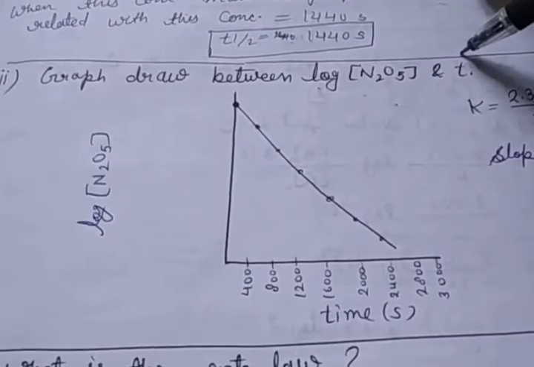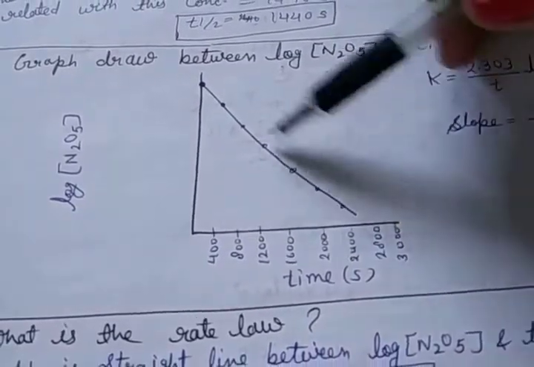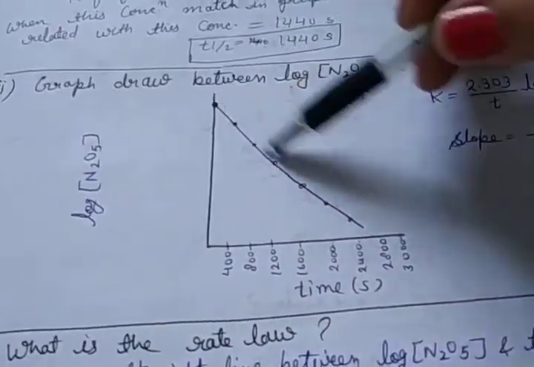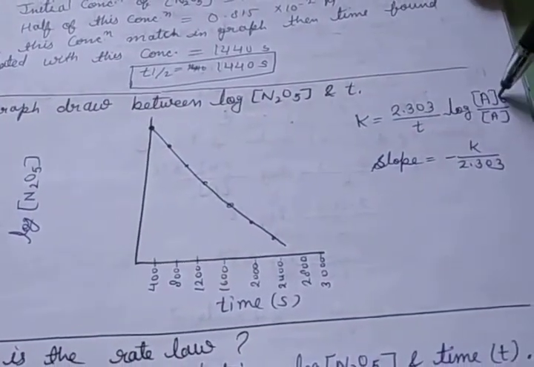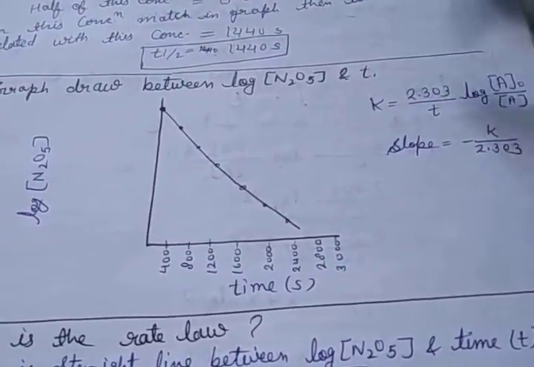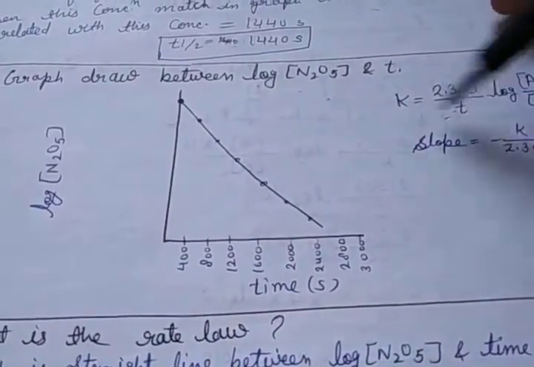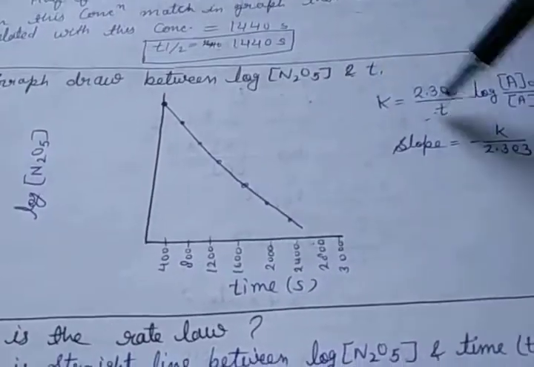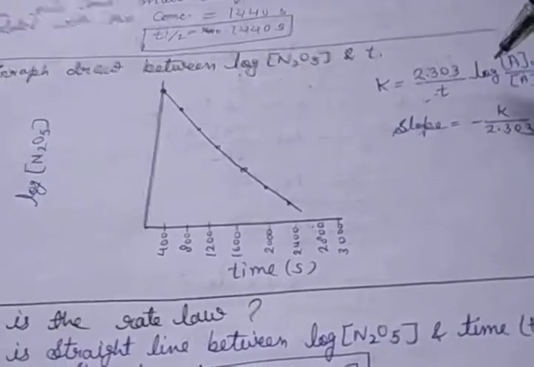Then draw a graph between log N2O5 and time. N2O5 concentration and time, between these we have to draw the graph. So concentration decreases. The formula is k is equal to 2.303 divided by t log a naught upon a. So its slope is, the reverse way, minus k upon 2.303, because we have to plot log concentration versus t. So minus k upon 2.303 is obtained as the slope for this graph.